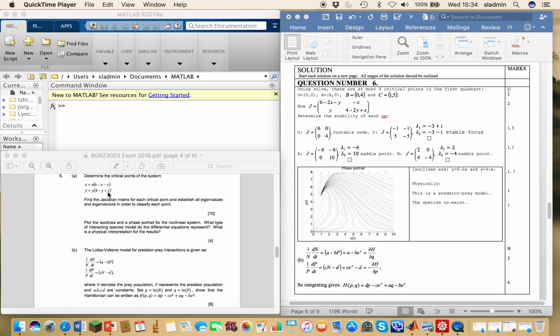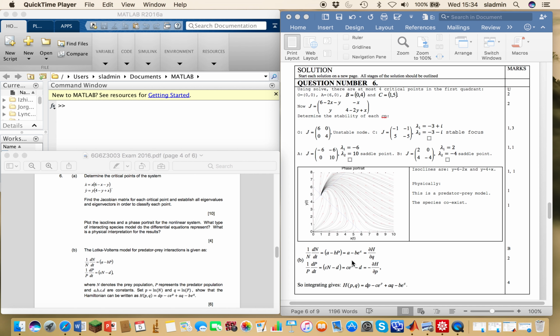If this was a competing species model, both of these terms here would be negative. But as you can see here, y gains from x meeting y. So this is a predator-prey model, and in this case, the species coexist. So in the long term, we settle down to x as a population of 1, y as a population of 5, and in the real world, these are usually scaled by tens of thousands or hundreds of thousands.